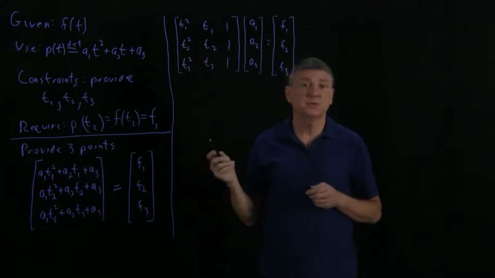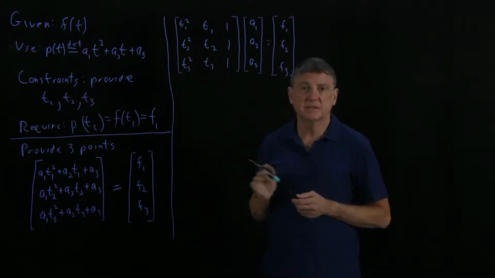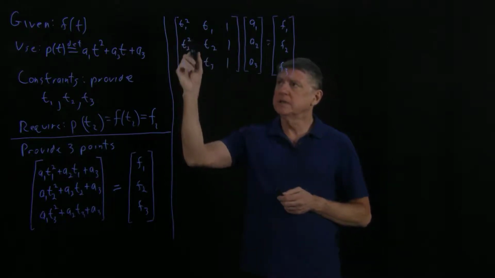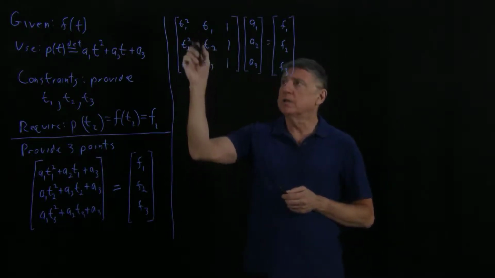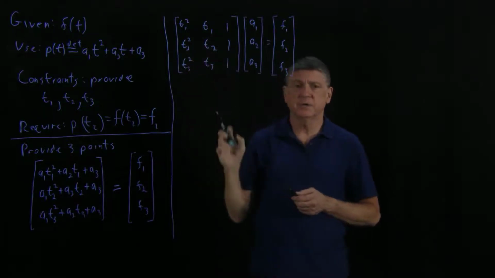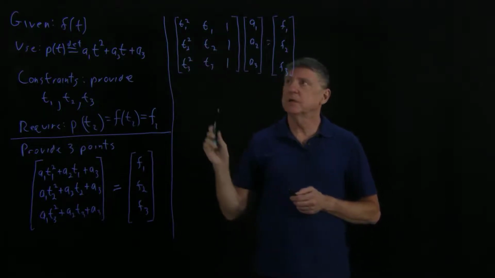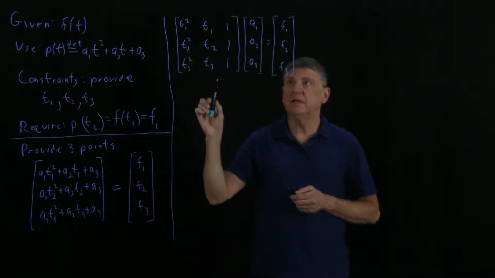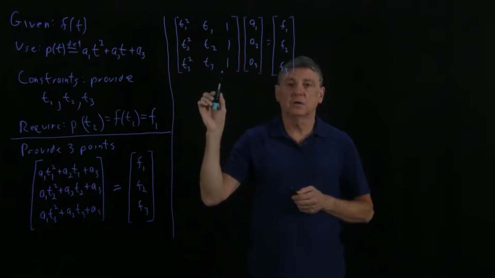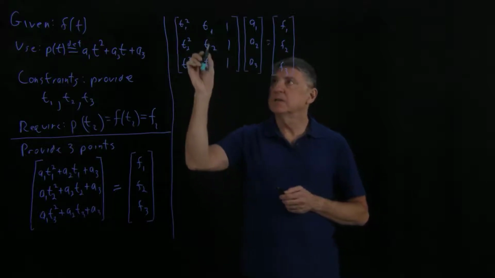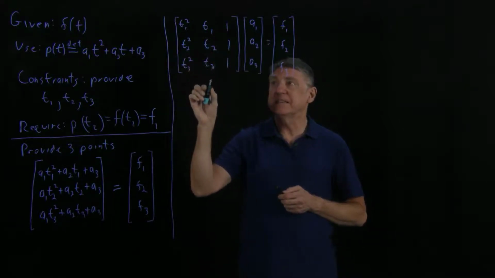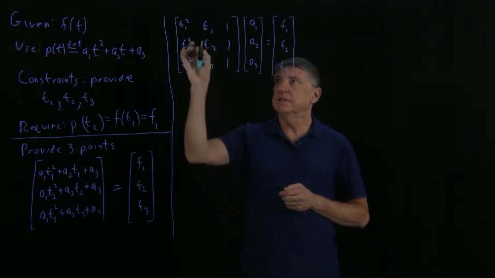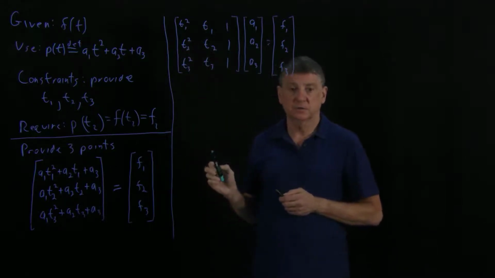In MATLAB, this would just be, for example, using the backslash operator. Under what conditions, you might ask, is this matrix non-singular? The answer is when T1, T2, and T3 are distinct. As long as these are distinct, that is, they're not repeated values, this will have a solution.